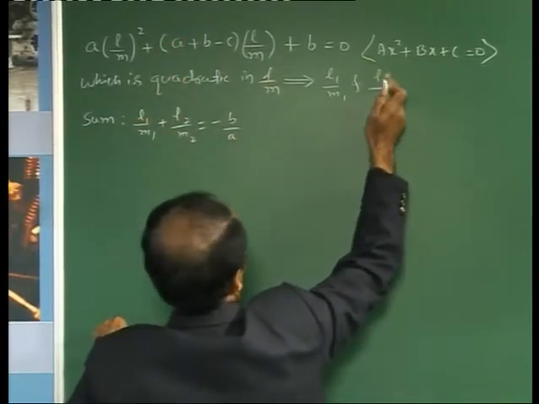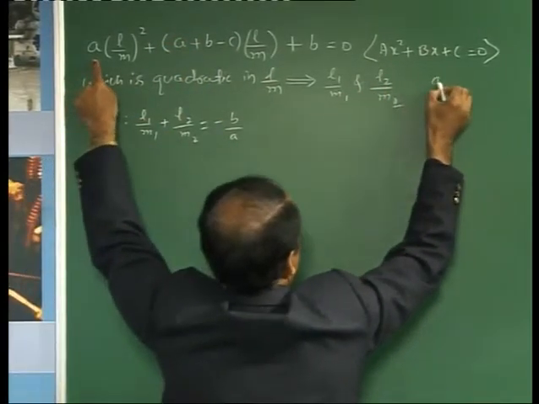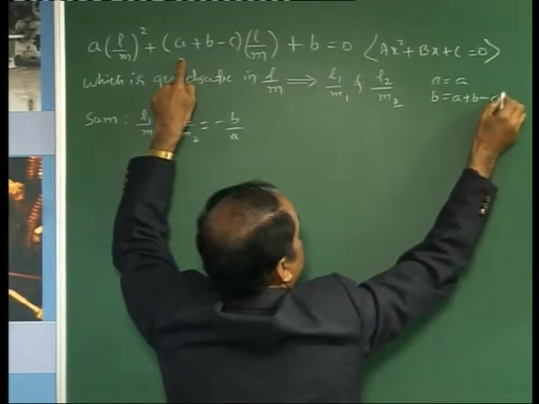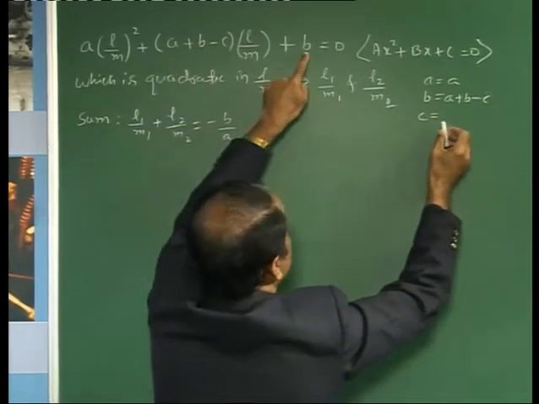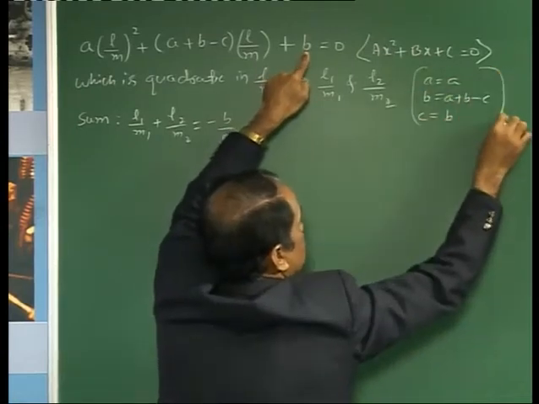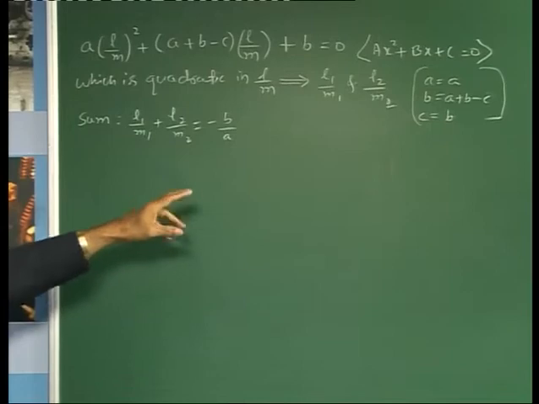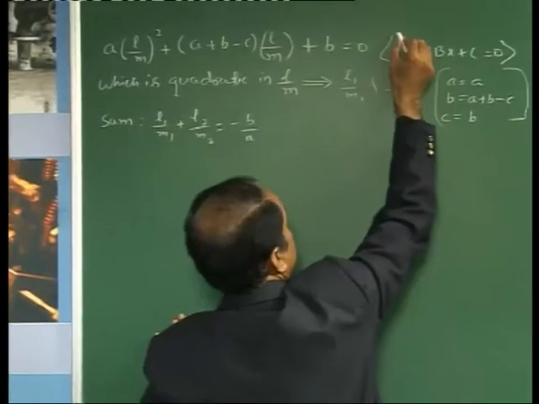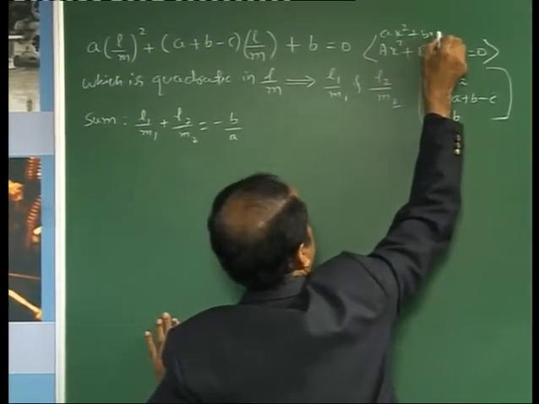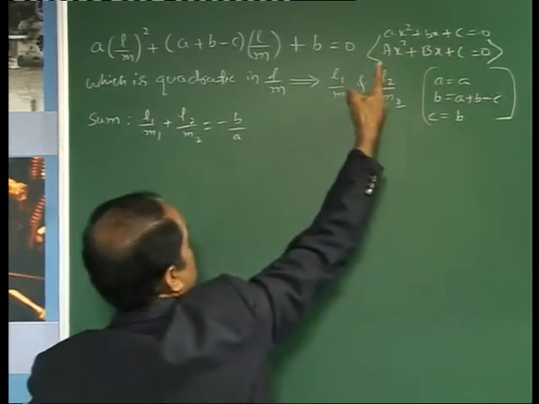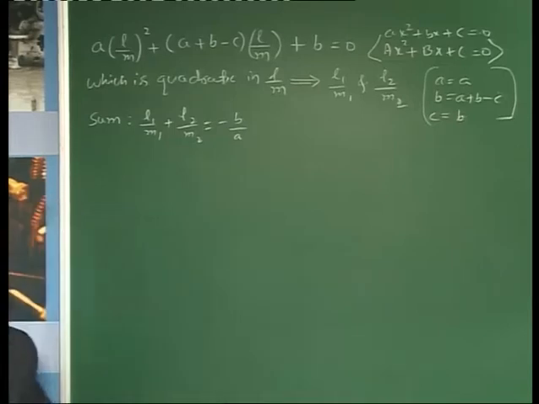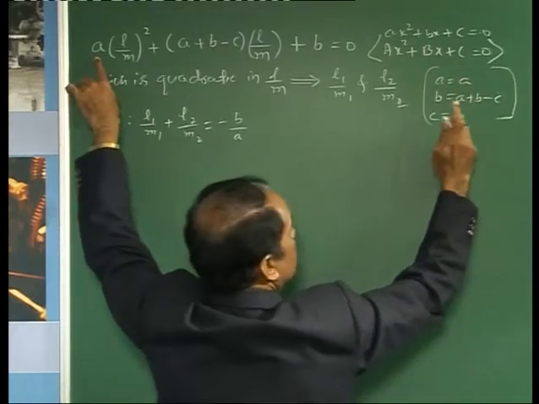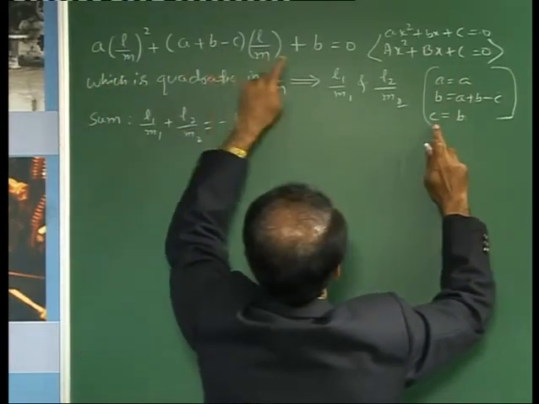According to this equation, small a is equal to A, small b is equal to A plus B minus C, and small c is equal to B. Don't get confused with these notations. The small letters are from the quadratic equation ax square plus bx plus c equal to 0, and the capital letters are from our equation. You can compare and collect the values: a equal to A, b equal to this coefficient, and c equal to B.